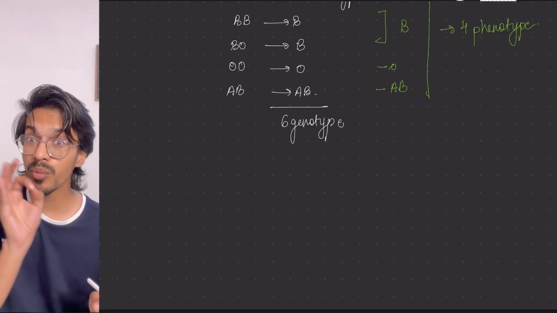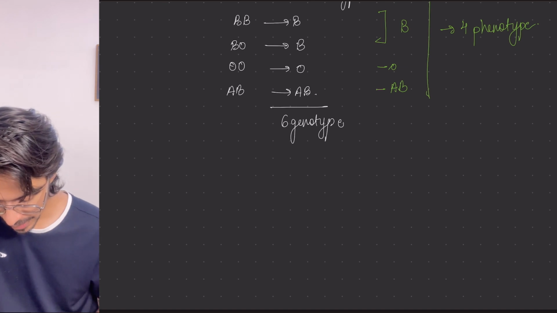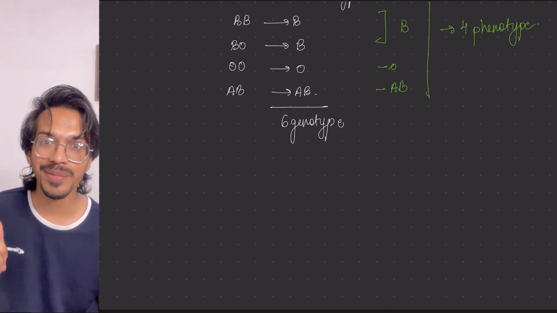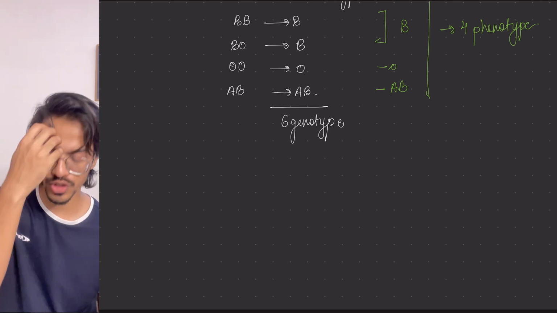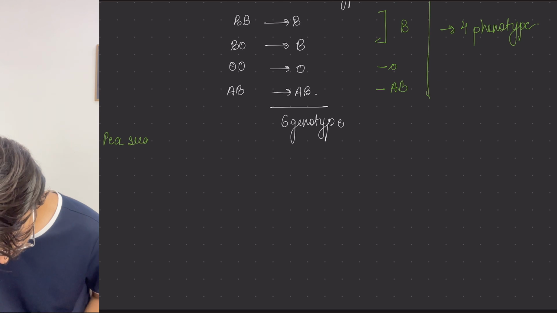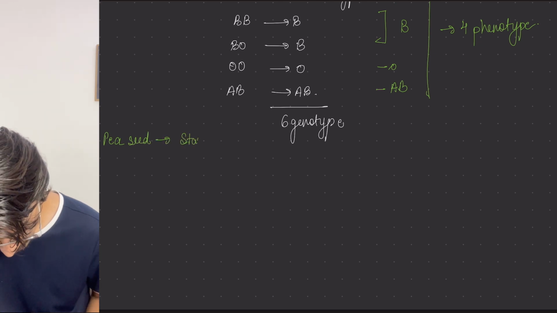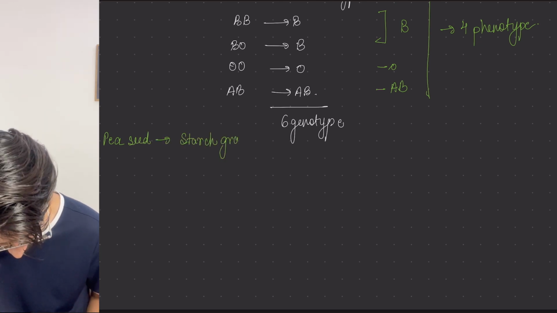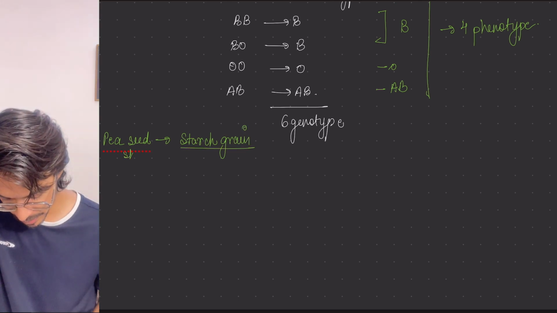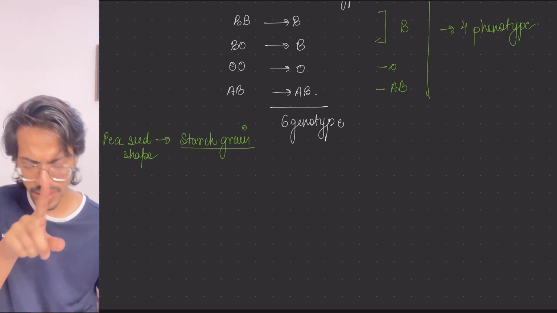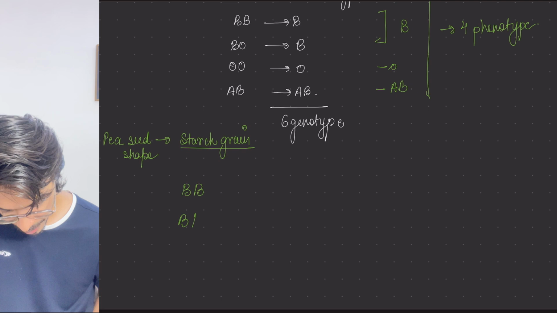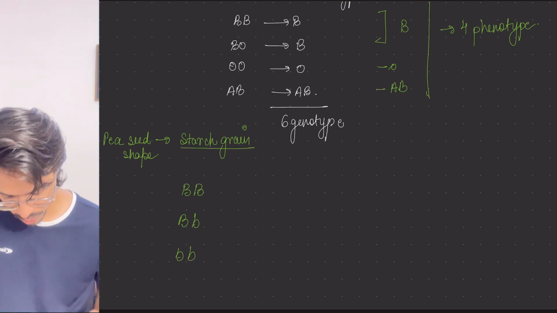Let's go through one more example which can be asked of you, and I am helping you out by making an easy table for it. That is with respect to the starch grain. So basically, what happened in the pea seed, the starch grain. One is what shape the seed will have. So in terms of shape, for example, capital B capital B, capital B small b, and small b small b are there.